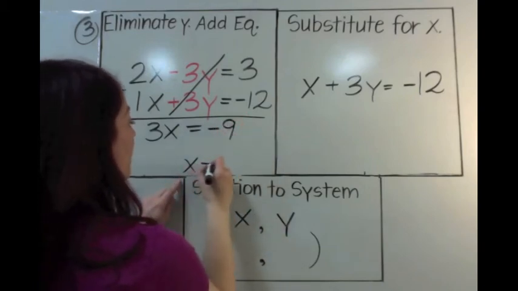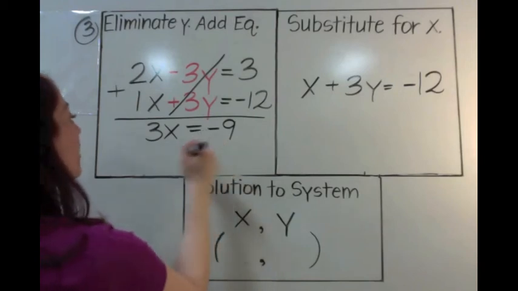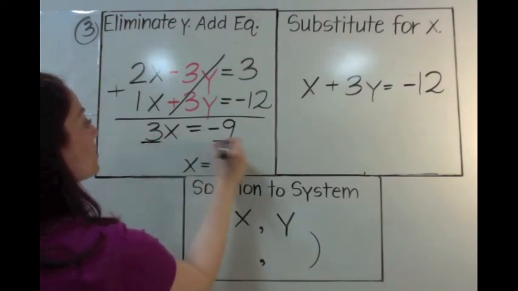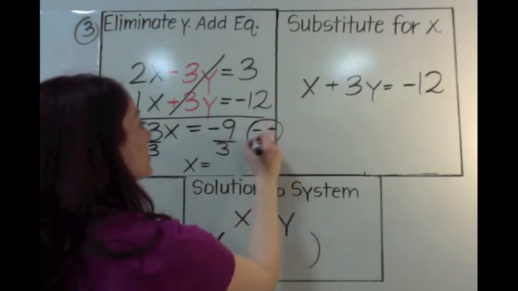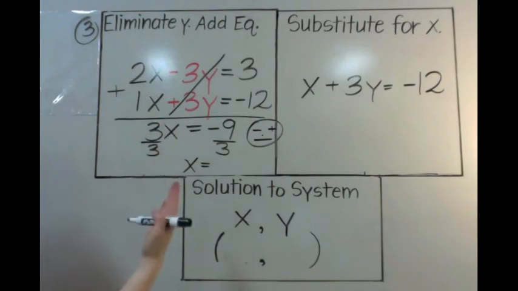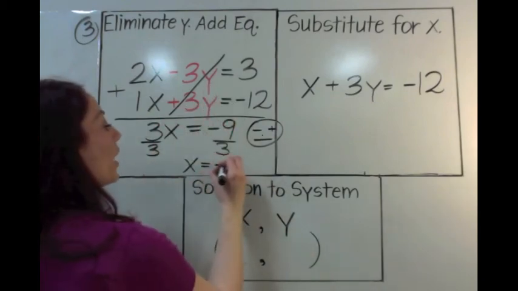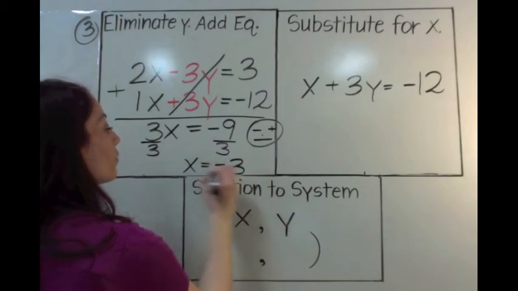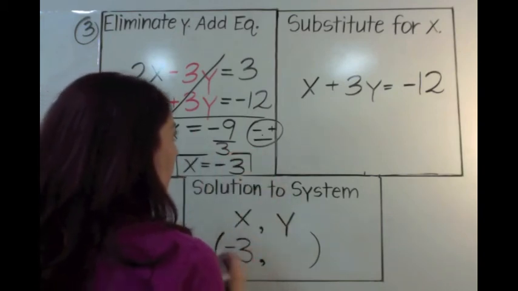Cool. You're trying to get x, remember, but you have that 3x equals negative 9. What do you have to do to both sides? Divide by 3. Remember Bob, he says a negative divided by a positive is negative. So in your calculator, if you put negative 9 divided by 3, you're going to get negative 3. Remember this? So x would be negative 3.